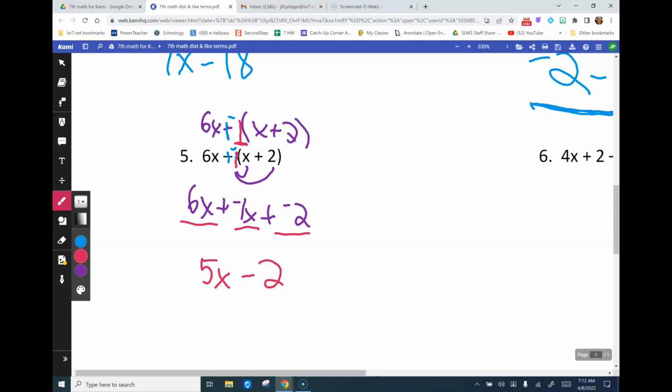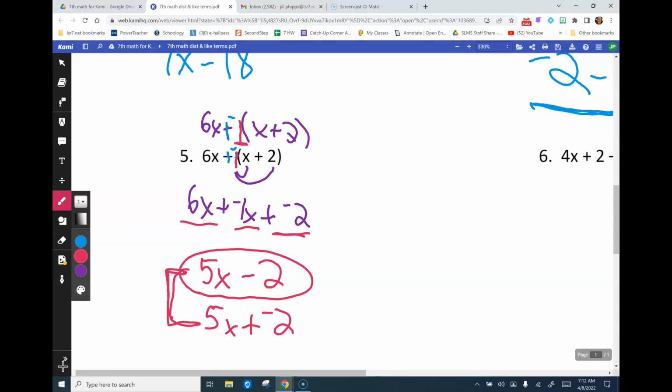And the reason I'm rewriting it, if you would have written 5x plus negative 2, that's fine. These are the same answers. But if I am in Schoology, they're probably going to write the answer like this. And if I have answers like standardized answers, they're going to write it like this. They mean the same thing. Make sure you're seeing that.